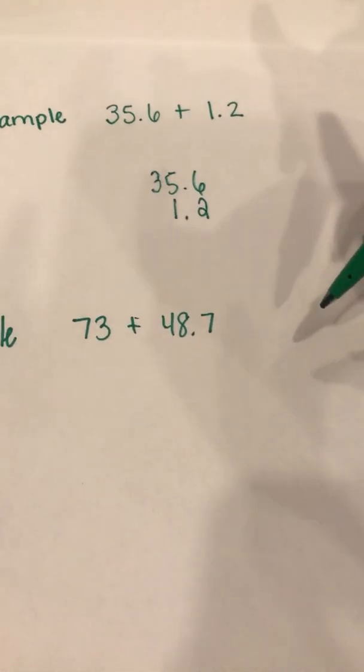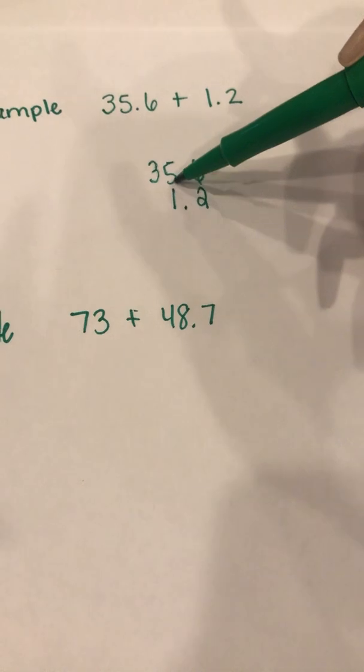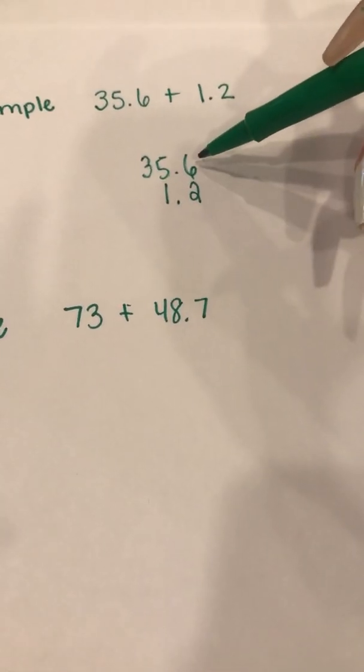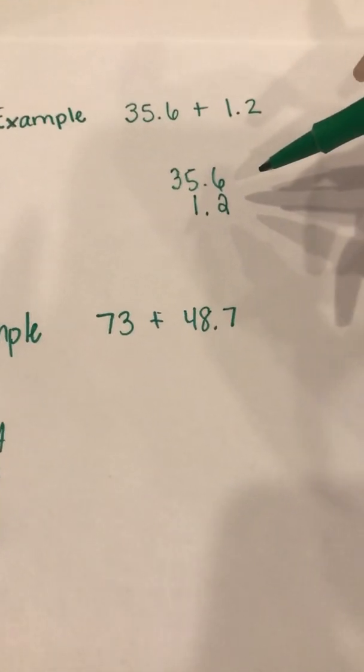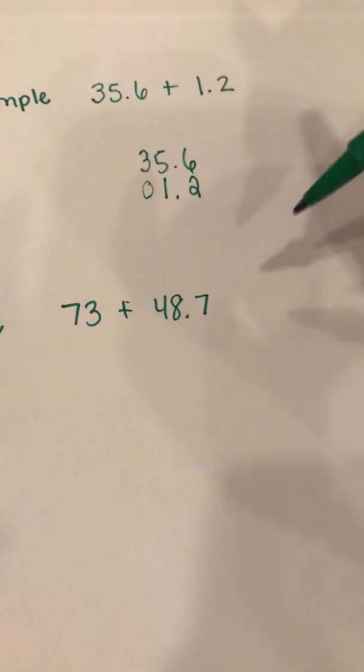Next, you have to do step two, line your numbers up based on their place values. So I saw that the 5 is in the ones place, so I have to also put that 1 in the ones place. The 6 is in the tenths, as well as this 2. The next thing is to fill in empty spaces with 0. So there's an empty space right here, so I'm just going to put a 0 there.